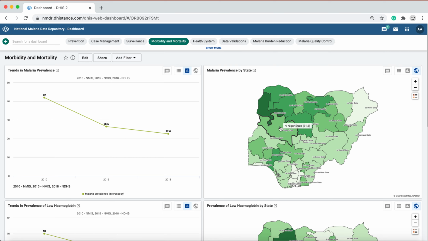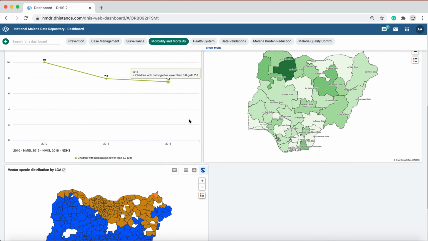So you can just take the cursor and it gives you the figure, and it has a legend that we categorize based on the color shading. So you can see places where it represents dark green, parasite prevalence between 42 to 52%, and there's only one state that has that parasite prevalence. Then you can see the second band, which has 32 to 42%, which is 7 states, and so on and so forth.